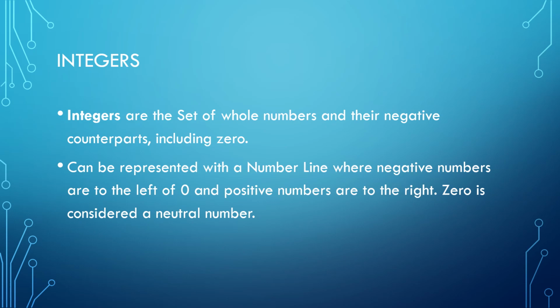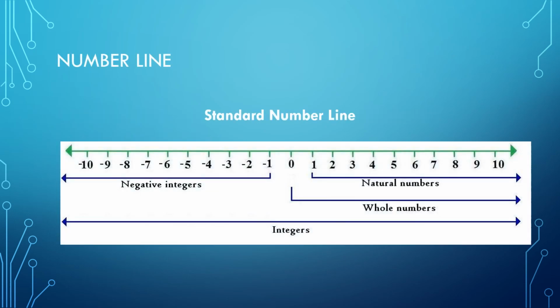Integers can be represented with a number line, where negative numbers are to the left of 0 and positive numbers are to the right of 0. 0 is considered a neutral number. Here is a picture of a standard number line with all the different sets and subsets of numbers pointed out.